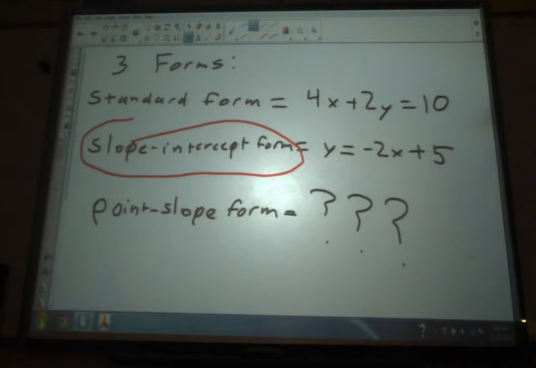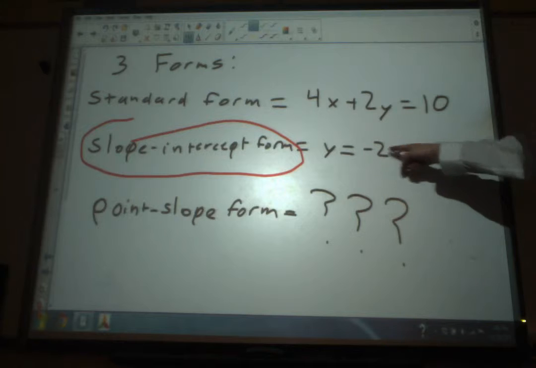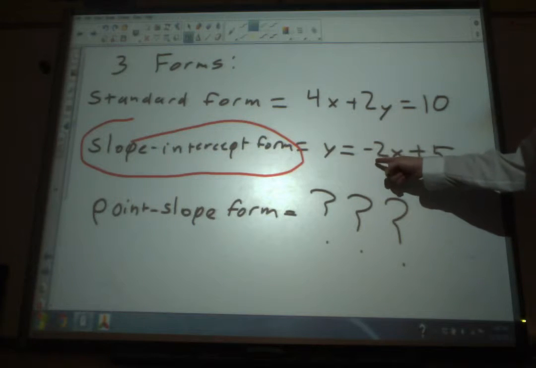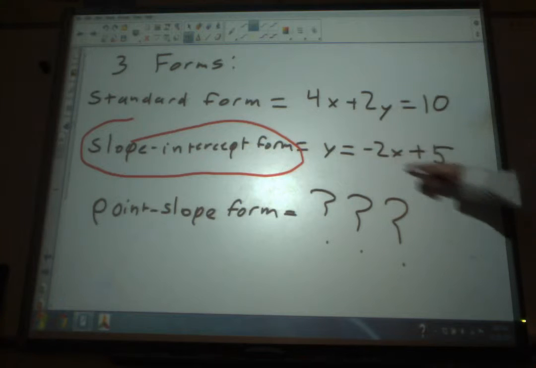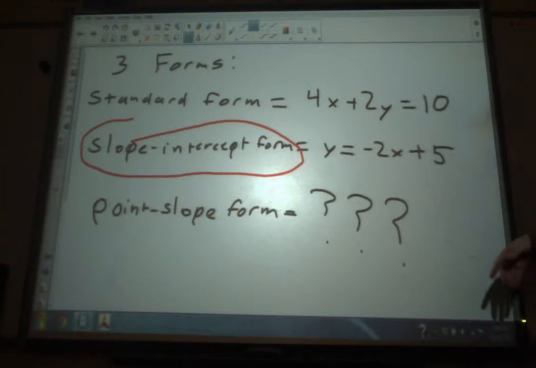Y equals mx plus b. I gave you an equation here just as an example. Y equals negative 2x plus 5. And we learned that this number here is the m, or the slope. So the slope in this equation is negative 2. And we learned that this number is always the b, which is the y-intercept. So the y-intercept here is 5.